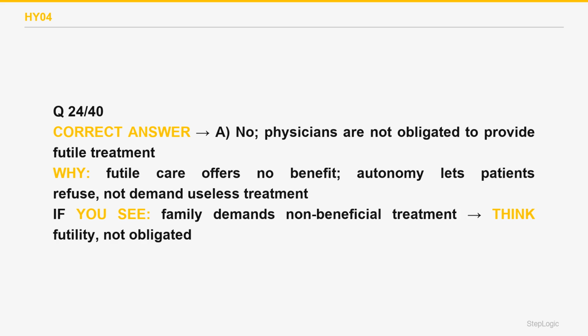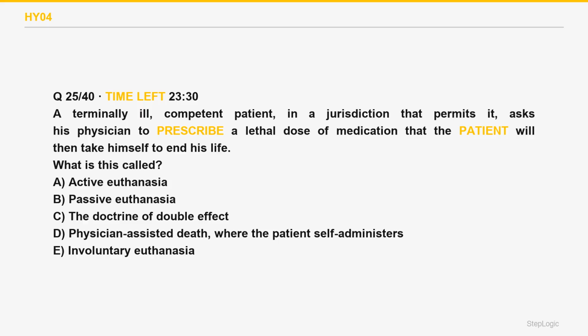What is this called? A terminally ill, competent patient in a jurisdiction that permits it asks his physician to prescribe a lethal dose of medication that the patient will then take himself to end his life. Read the command: name the act where the physician prescribes but the patient self-administers. That is physician-assisted death.